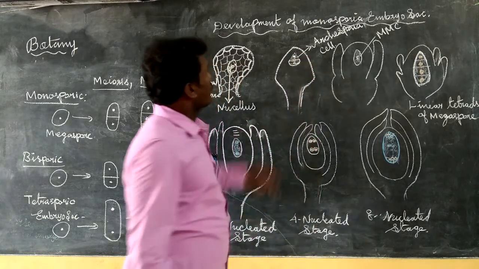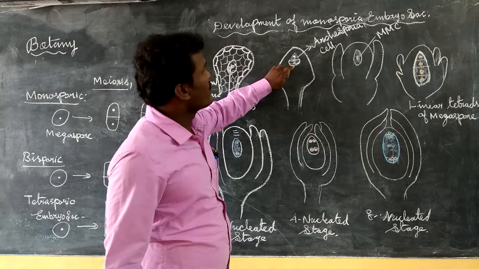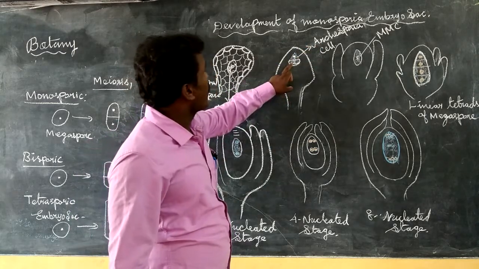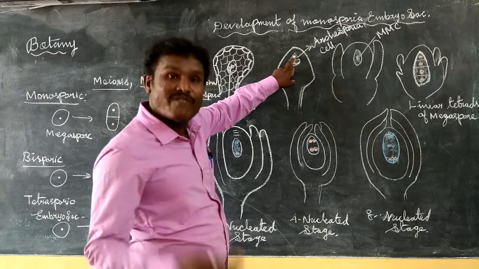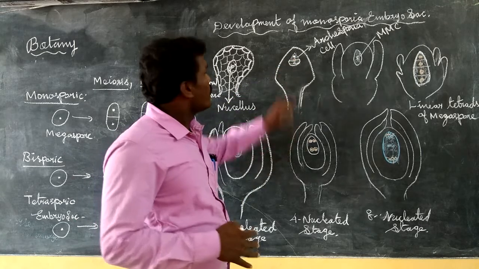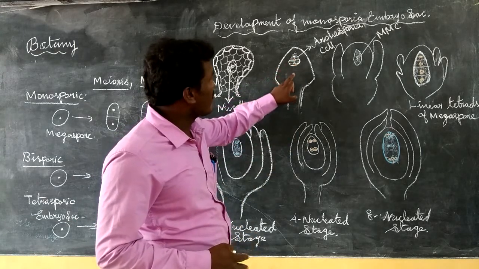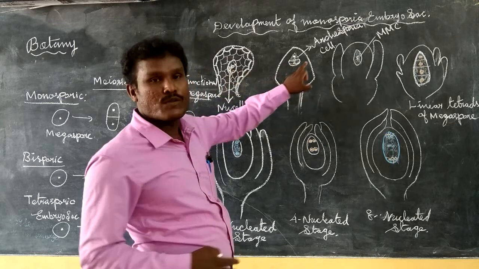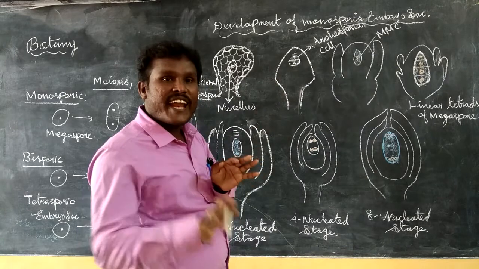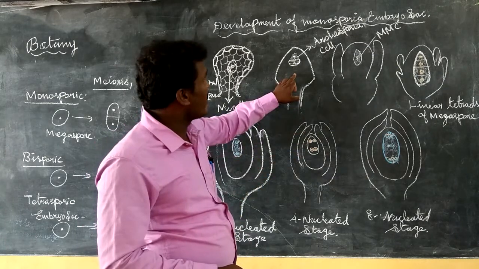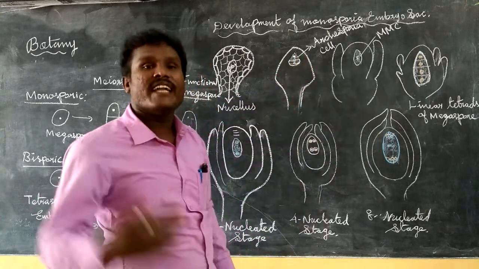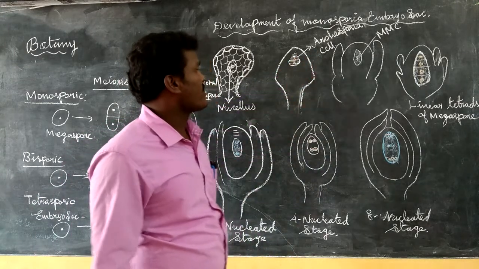Okay, the outer parietal cell and inner sporogenous cells are formed by the archesporial cell. This parietal cell further undergoes periclinal and anticlinal division to push these sporogenous cells deeper into the nucellar tissues. These sporogenous cells need to be transferred deeper into the nucellar tissue by the periclinal and anticlinal division of this parietal cell.